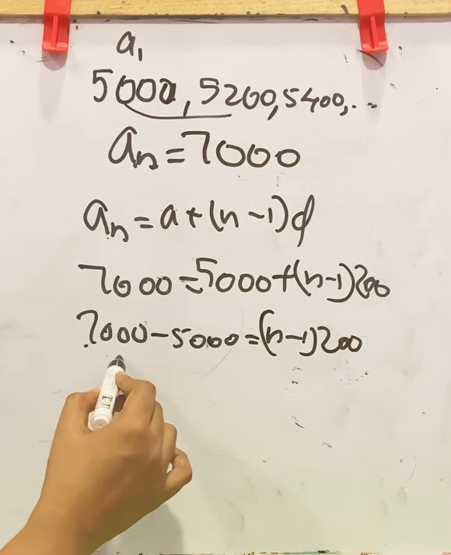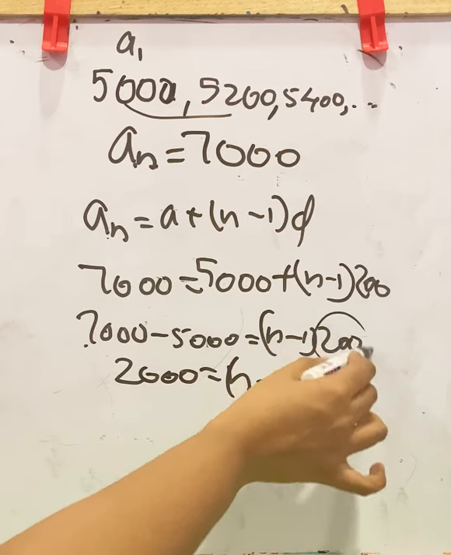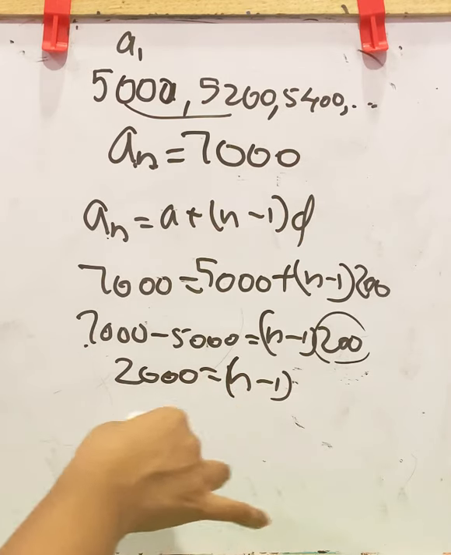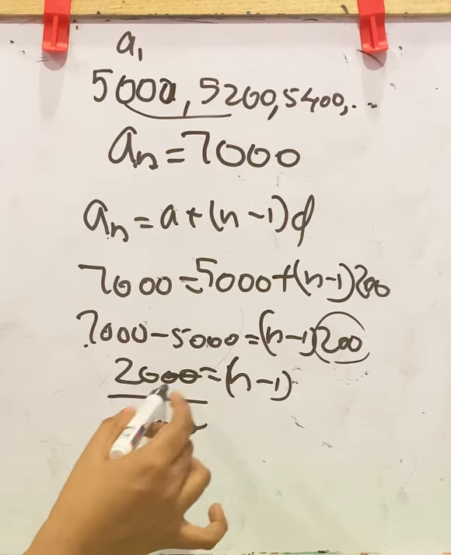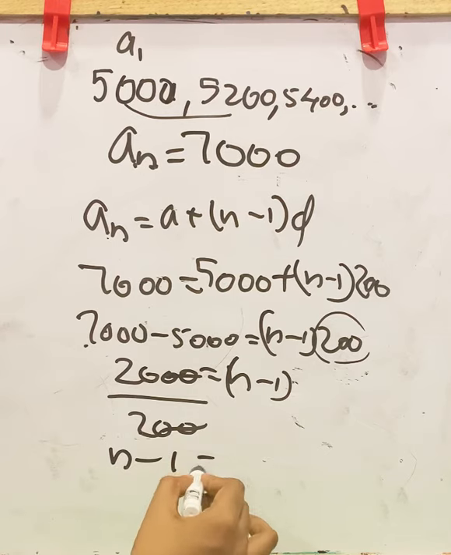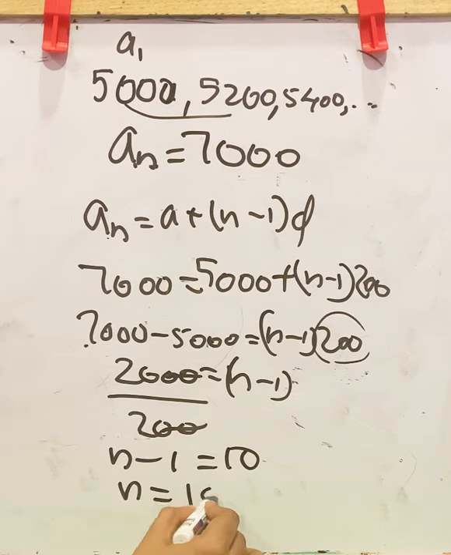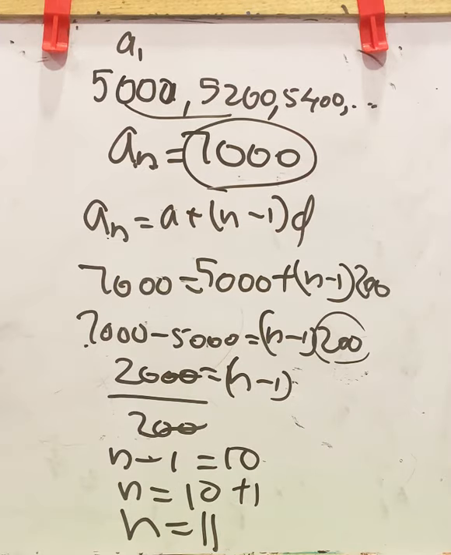7,000 minus 5,000 is 2,000 equal to N minus 1 into 200. This 200 is outside the bracket, so you can take it to the other side of the equal sign. So it goes to the denominator. Zeros are cancelled. 20 divided by 2 is 10. That is, N minus 1 equal to 10. N equal to 10, negative 1 taken to that side, plus 1. N equal to 11. So in the 11th year, the salary will be 7,000.